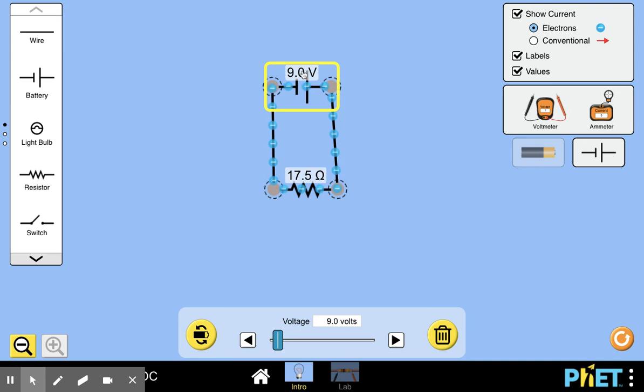Another way I can increase the current back up, or the rate of electron flow, is if I increase the voltage. Now we're pushing harder on those electrons and we can increase the current again. This is going to lead us to our first law, which is known as Ohm's law.